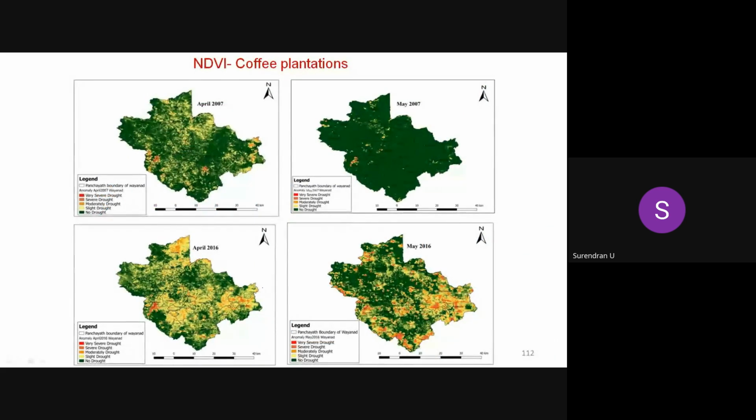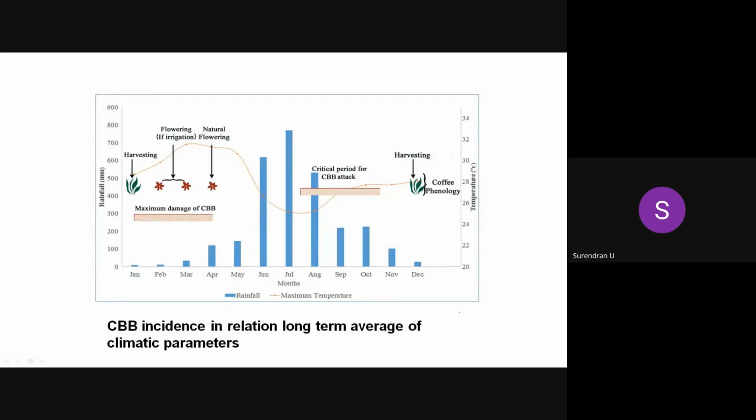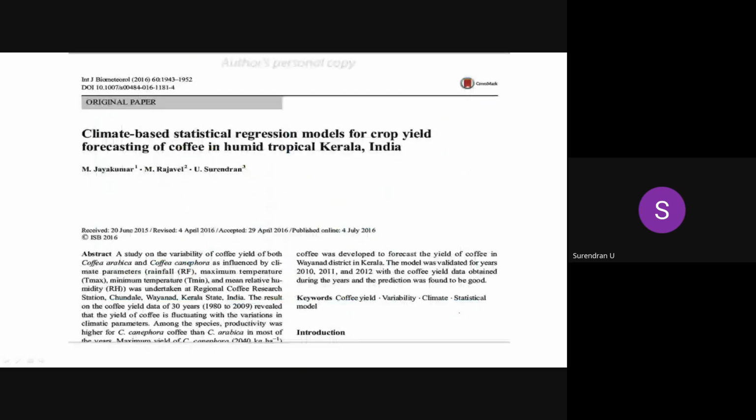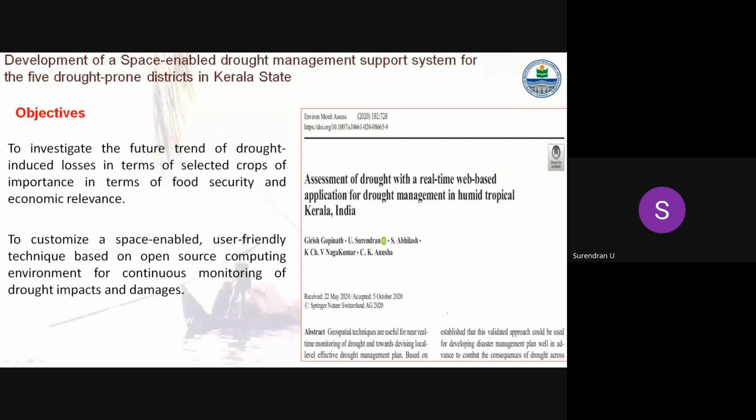So this is one coffee map which I was telling earlier. You can see this is a wet year, 2007 April and May, and this is a drought year. This is based on NDVI only, but still you can understand these areas are severely affected. This was evident from the Coffee Board yield data also, which we have published.